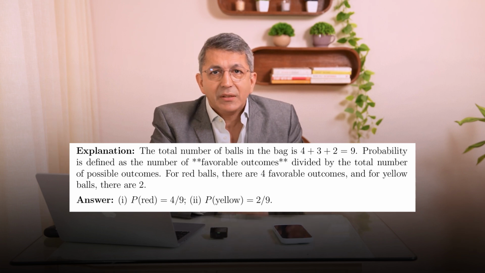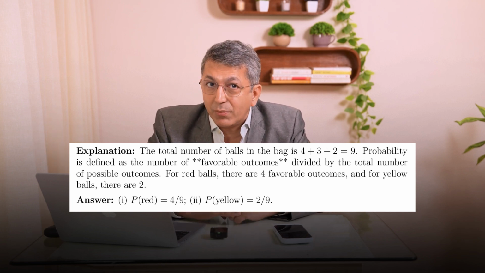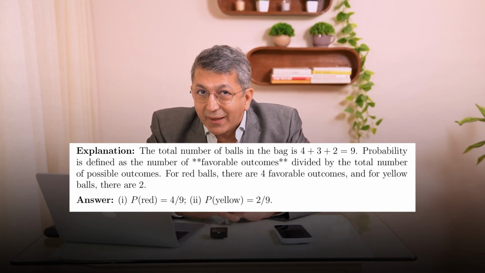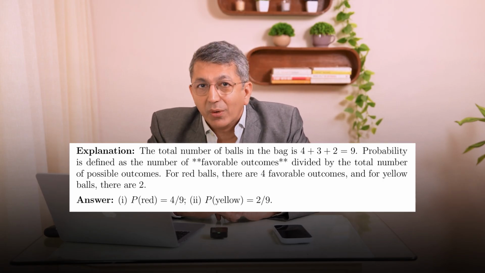For red balls, there are 4 favorable outcomes, and for yellow balls, there are 2. Answer 1: P(red) is equal to 4/9. Answer 2: P(yellow) is equal to 2/9.